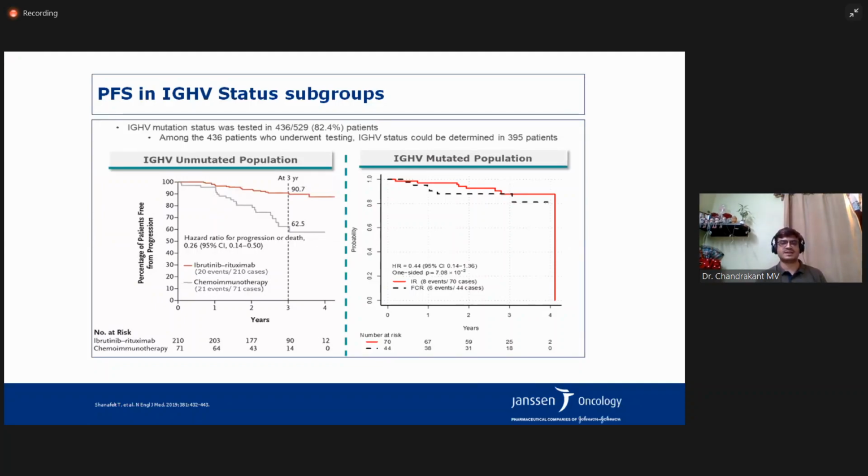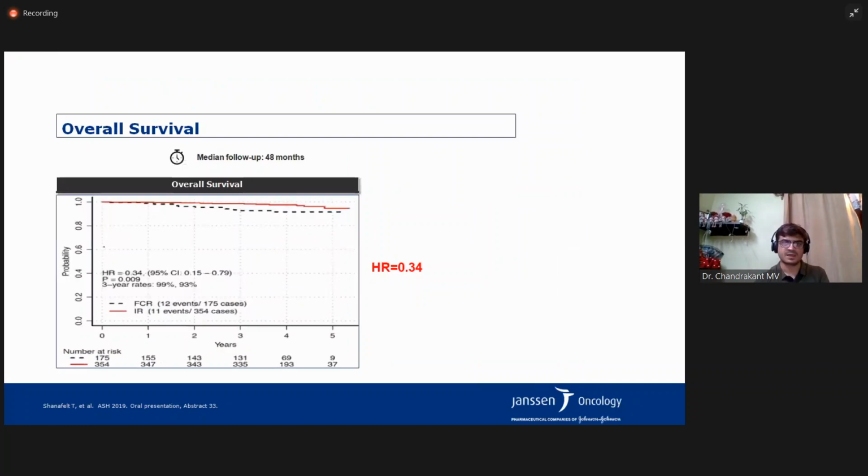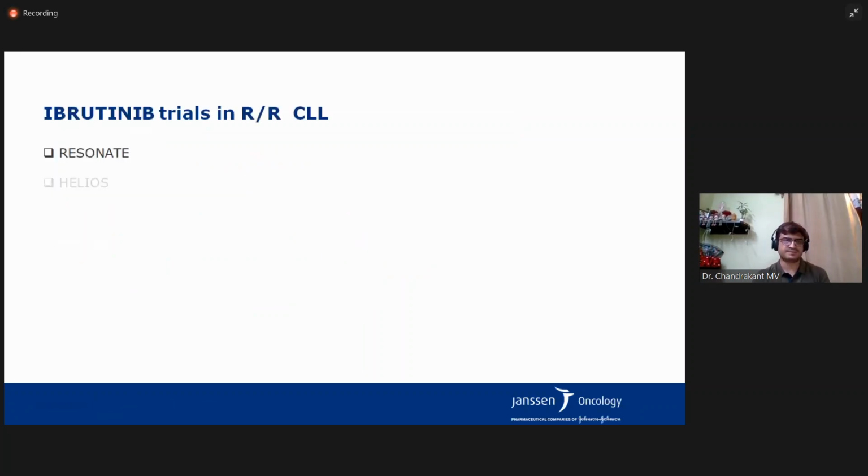So in the present day, the only indication for FCR is a young, fit patient who can tolerate FCR, who does not have high risk cytogenetic mutation, and has an IGHV mutated disease. So otherwise, FCR practically is obsolete in the present day. The overall survival hazard ratio is also 0.34.